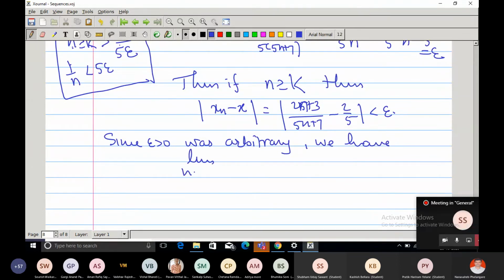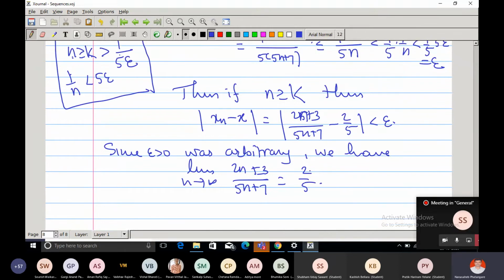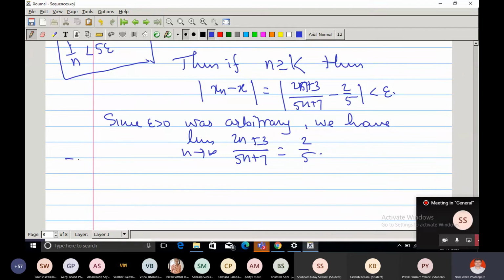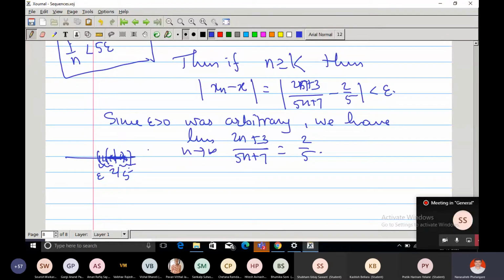We have (2n plus 3) upon (5n plus 7) tending to 2 by 5. Epsilon was arbitrary. Arbitrary means no matter what epsilon you select, you can produce k. All terms after k are within epsilon distance from 2 upon 5. Whatever epsilon you select, every time we are able to produce k. All terms after k are in this distance. So ultimately, terms are arbitrarily close to 2 upon 5. That means ultimately terms are going towards 2 upon 5. So logically the proof is clear.